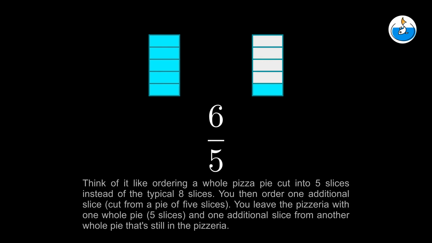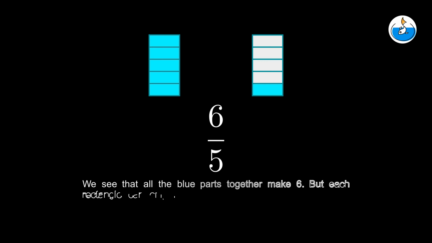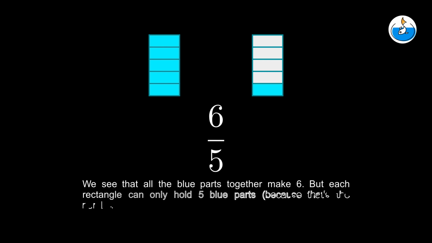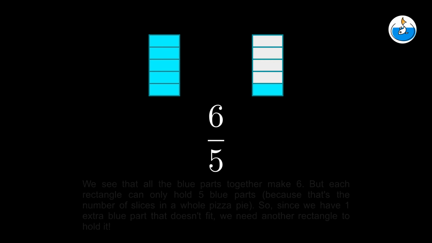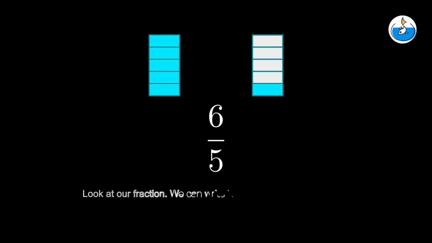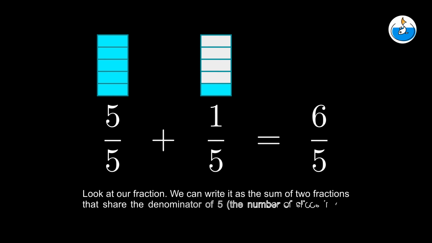We see that all the blue parts together make 6. But each rectangle can only hold 5 blue parts, because that's the number of slices in a whole pizza pie. So since we have 1 extra blue part that doesn't fit, we need another rectangle to hold it. Look at our fraction. We can write it as the sum of 2 fractions that share the denominator of 5, the number of slices in our whole pizza pie example.